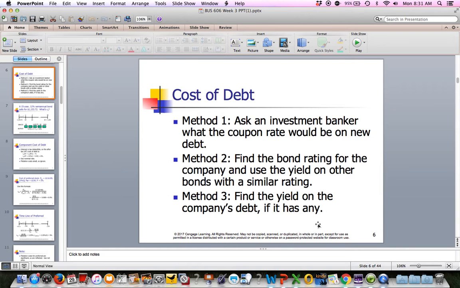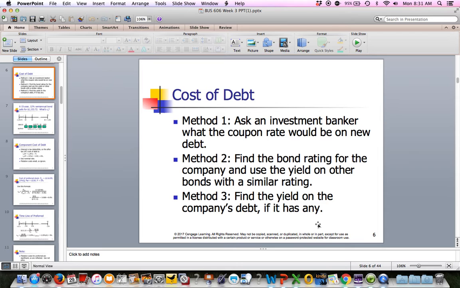3 methods. Ask an investment banker what the coupon rate would be on new debt. So the coupon rate is if I am a corporation and I want to borrow money, and one way that corporations quite frequently borrow money is to issue bonds. And so if I went to an investment banker, and that's a banker that helps corporations sell their own bonds and stocks, and I said to Mr. Investment Banker, I want to sell bonds of my company, that investment banker would help me go through the process of determining what's the rate of interest that we should pay in those bonds. So I could ask that.